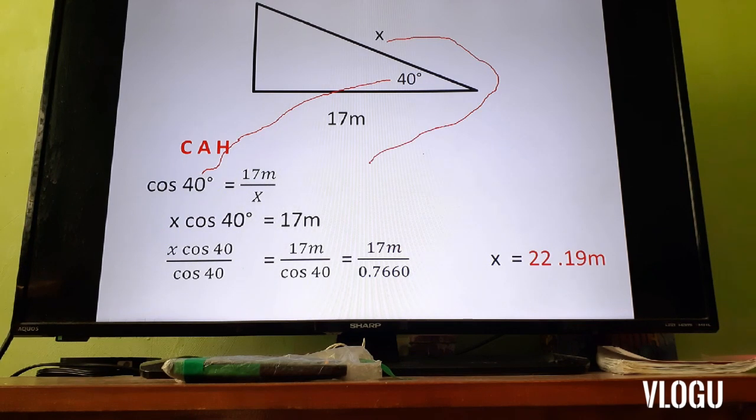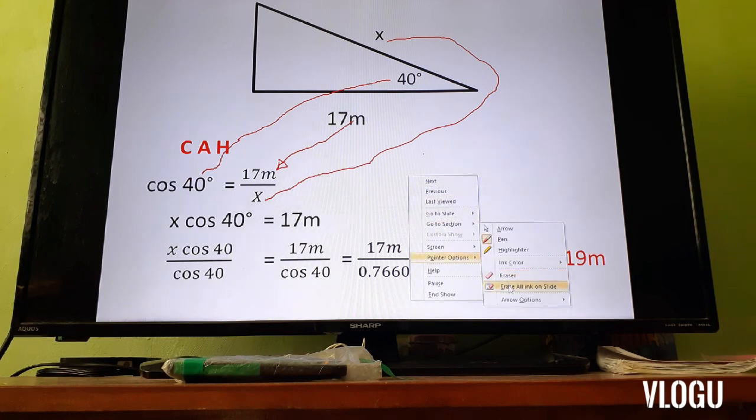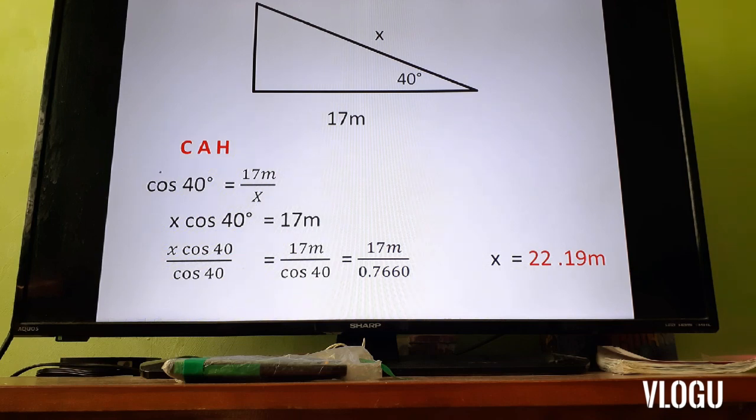So we have now cosine 40 degrees. That is equals to adjacent side 17 meters divided by the hypotenuse, which is equals to x. Now, to solve for this, as what we did earlier for the first example, we just simply cross product the given information. So we're going to multiply x times cosine 40, that is equivalent to 17.